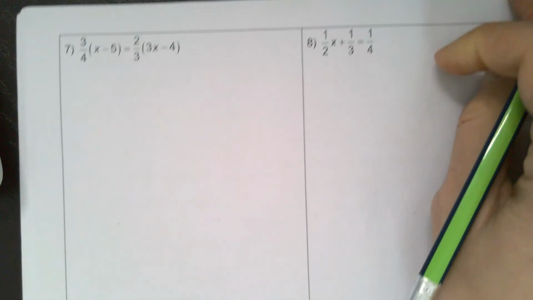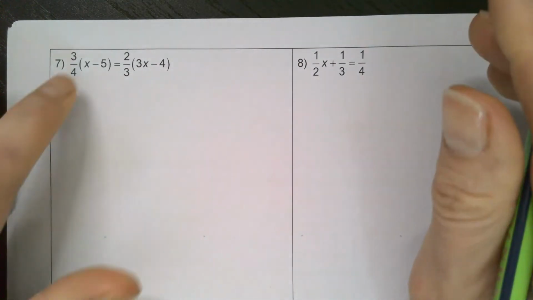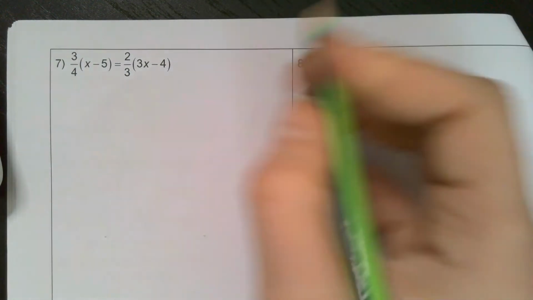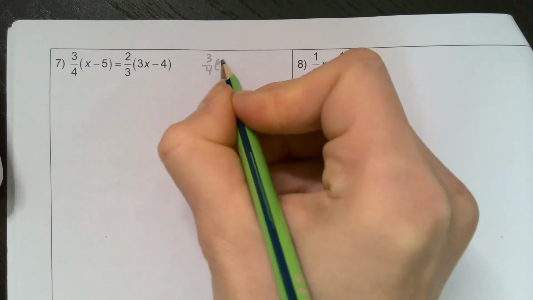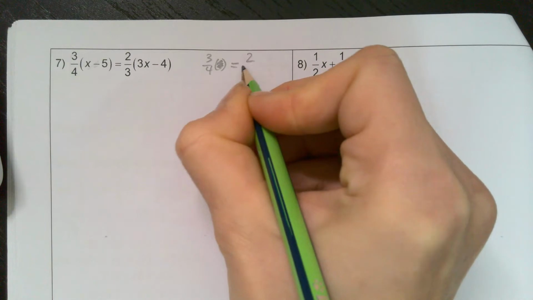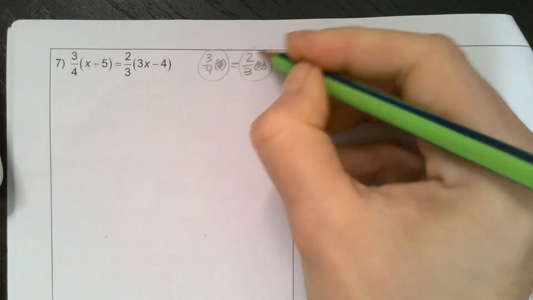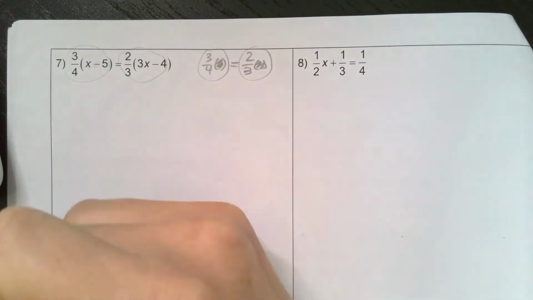Okay, next page. All right, so I'm going to rewrite this because it's hard to see how many terms we have here. This is really 3 over 4 times something, I don't care what's in that, equals 2 over 3 times something. So really there's only 2 terms. They're just really big terms, okay?